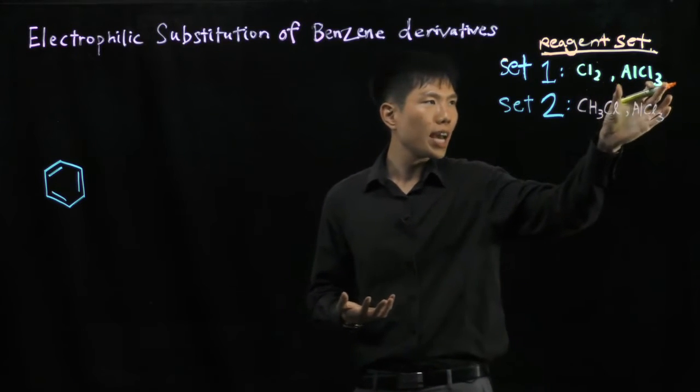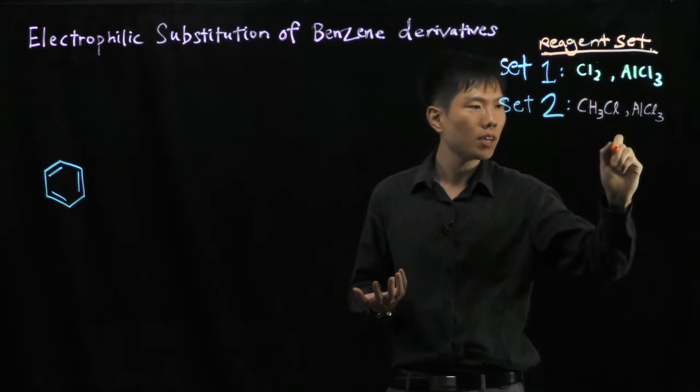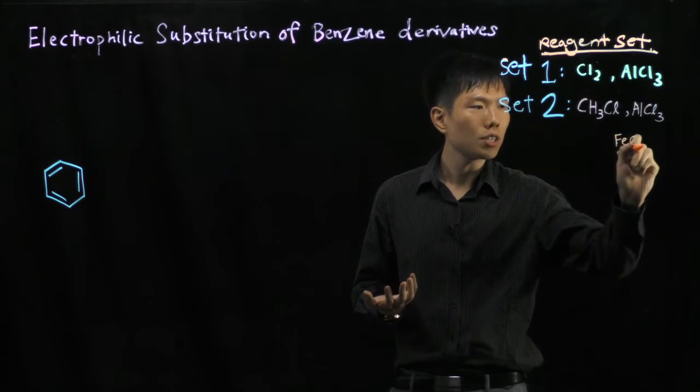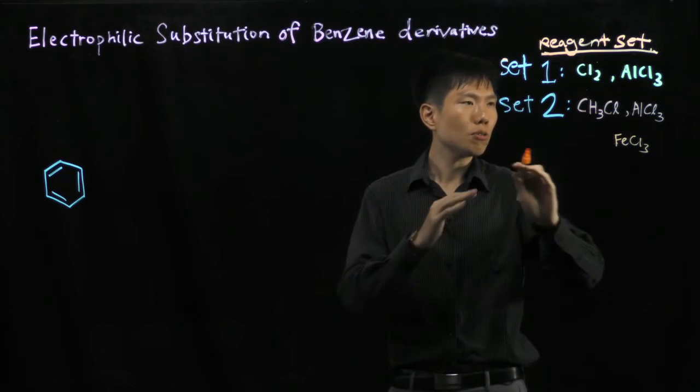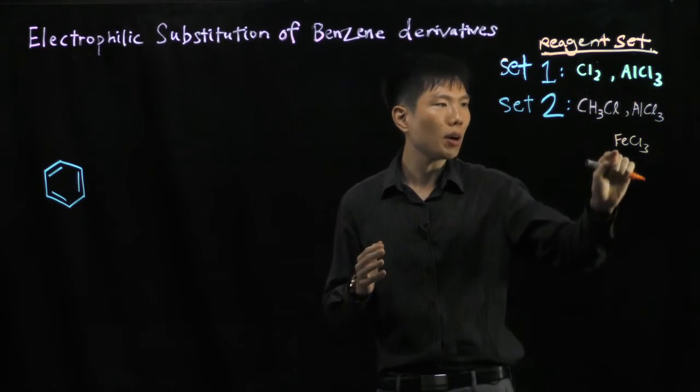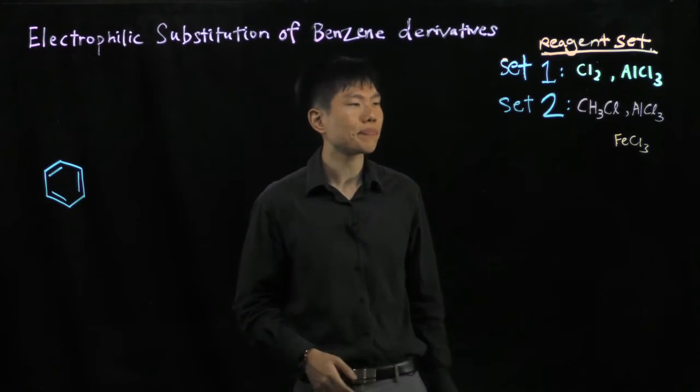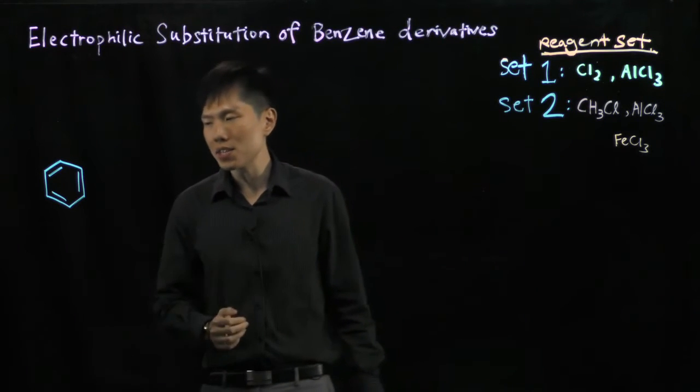In this case, we can replace this halogen carrier with FeCl3. It works perfectly fine. They have the same function. So do not worry too much if I use Al or Fe, it doesn't matter. Let's say we start with benzene.